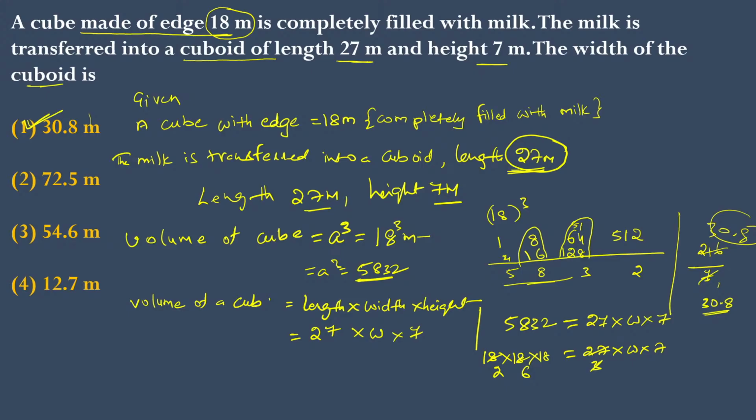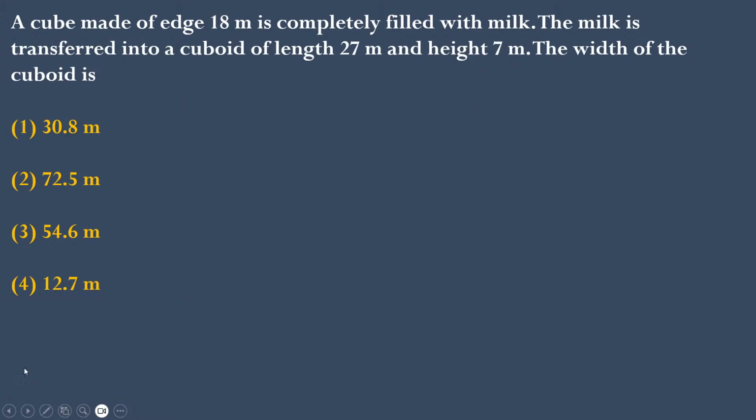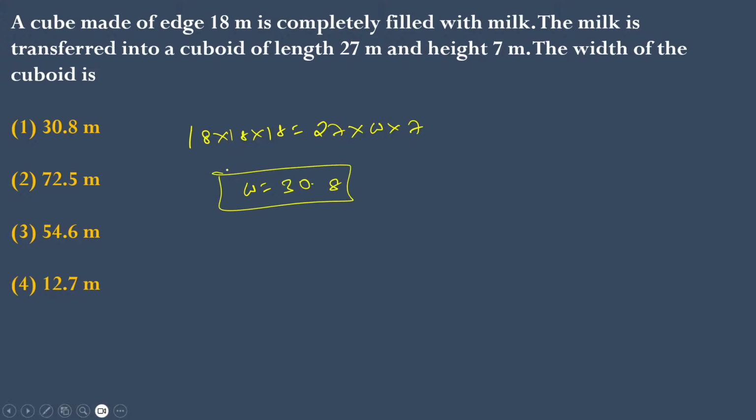So see here, they have given the cube edge is 18. So 18 cubed is equal to the cuboid volume, so 27 into W into 7. So we get the width is equal to 30.8. So this is simple. Okay, right.